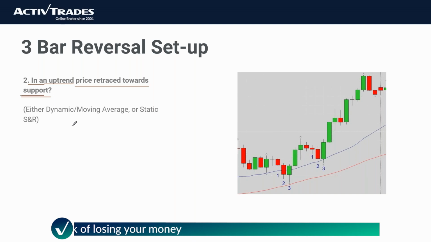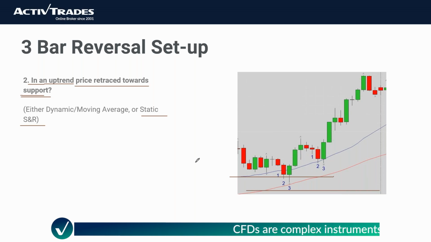That support could be static, like a static support and resistance level, which you might have drawn in on your chart. It might be a big round number, like, let's say, $2,000 in gold, or 2,000 in the Russell, big treble zero numbers. Or, and this is my personal favorite, we've fallen back to dynamic support, which is namely the moving average.